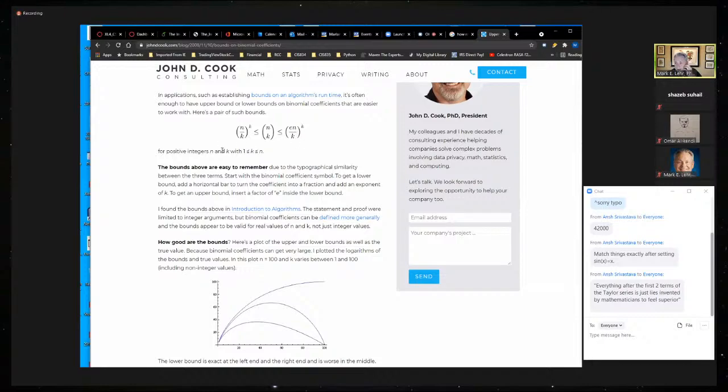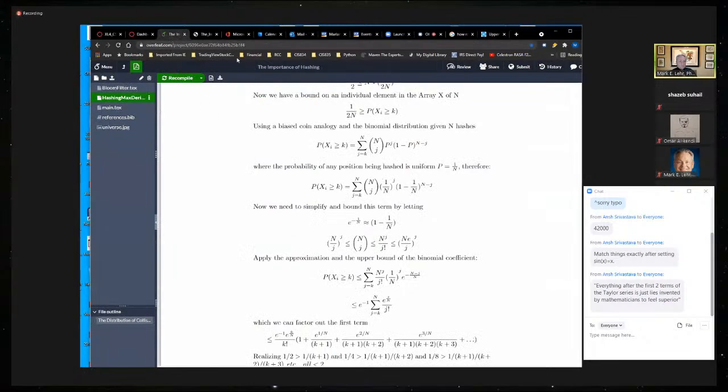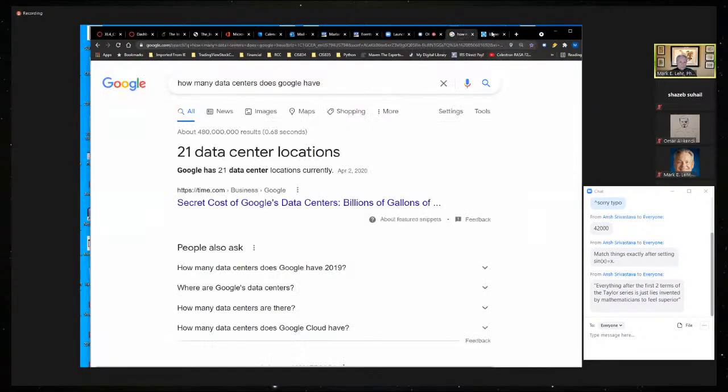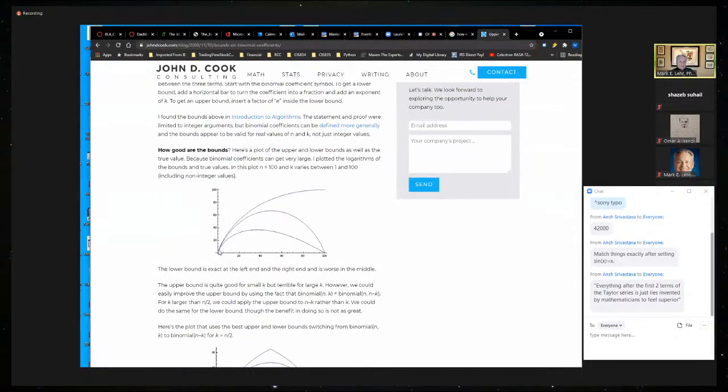If we had a normal class, I would derive those for you. But I don't like those. I came up with my own. Mine is closer because if you look down here, this is the lower boundary, n over k to the k power. This is the binomial coefficient. And then this is the upper boundary, n times e divided by k to the k. I want the upper boundary, but I'm going to use an upper boundary that's closer to the actual binomial coefficient.